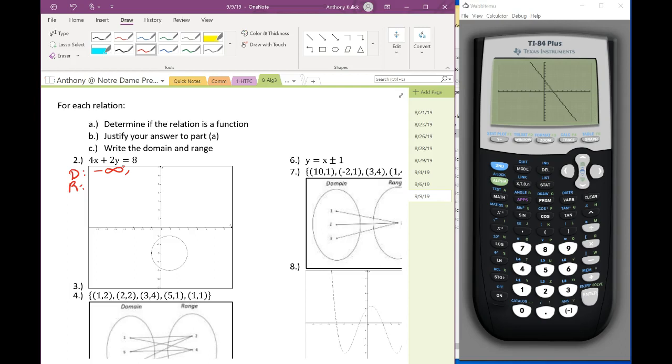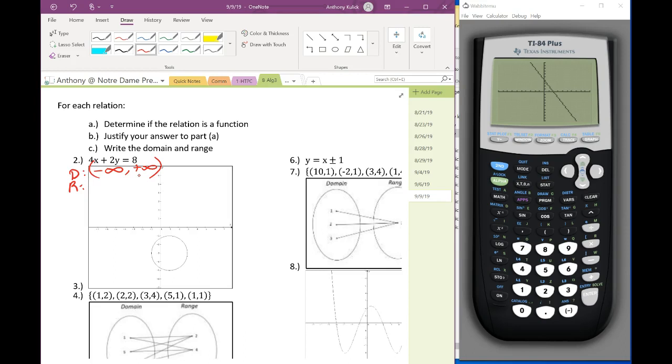Then I'm going to find the rightmost point on my graph. Is there a rightmost point? No. What should I write here? Positive infinity. And I remember that all infinities get parentheses. And that's the domain. Let's do the range next.